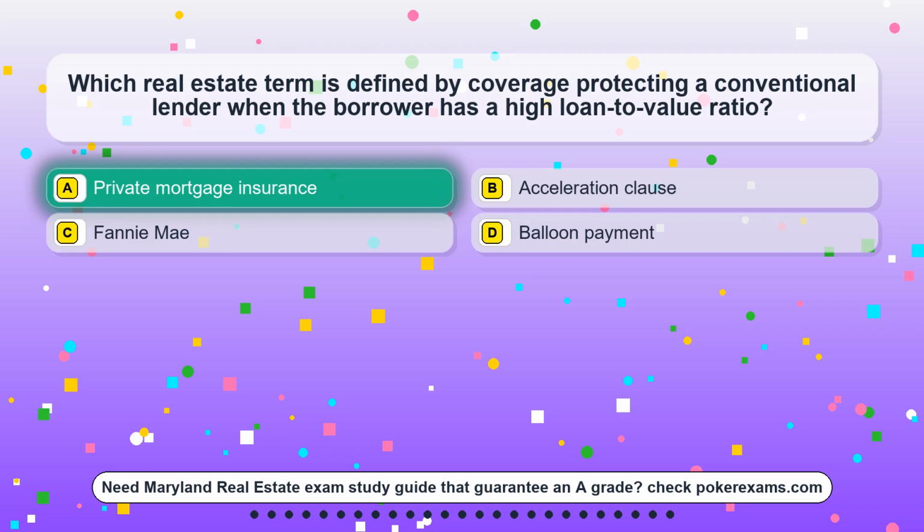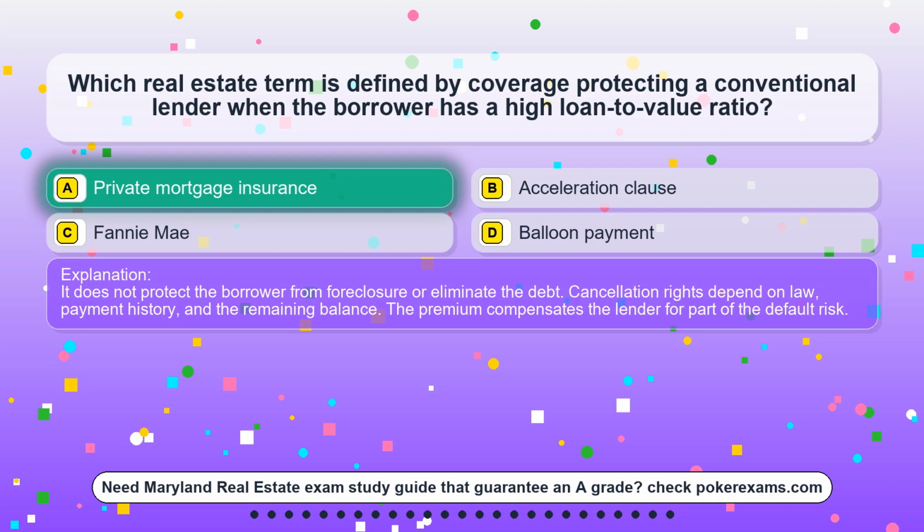The correct answer is option A, private mortgage insurance. It does not protect the borrower from foreclosure or eliminate the debt. Cancellation rights depend on law, payment history, and the remaining balance. The premium compensates the lender for part of the default risk.